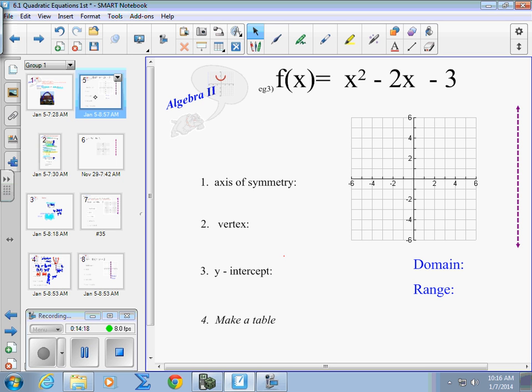The next example says f of x is equal to x squared minus 2x minus 3. So does the curve face up or down? It faces up because a is a positive number. Once again, we need to find a, which is 1, b is equal to negative 2, and c is equal to negative 3.